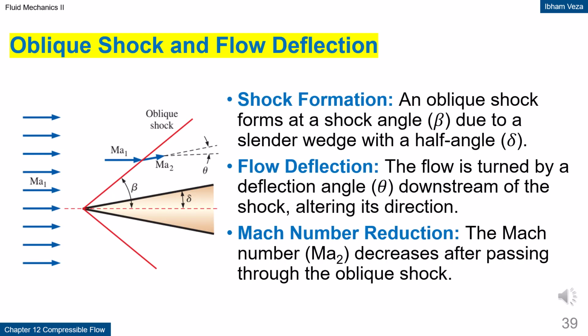Oblique shock and flow deflection. An oblique shock forms when a supersonic flow encounters a wedge or a small angle surface. The flow is then deflected by a certain angle after passing the shock. The shock angle and the deflection angle are related to each other. After the shock, the Mach number decreases but can remain supersonic. This phenomenon is very common on wings and control surfaces of supersonic aircraft.